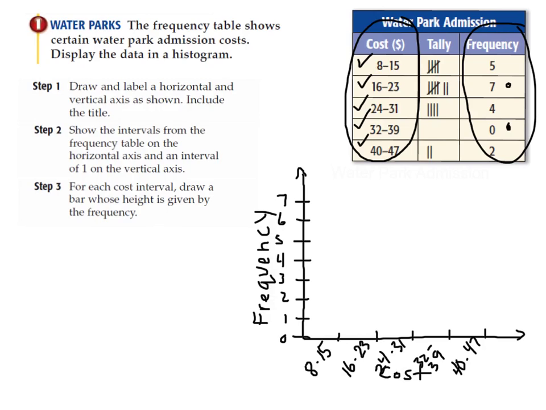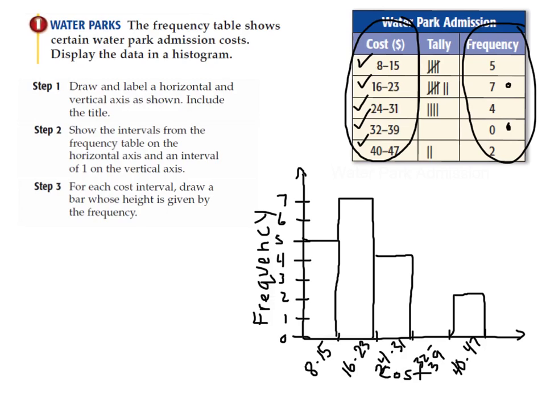Okay, step 3, for each cost interval, draw a bar whose height is given by the frequency. So if we look at our table, the $8 to $15 range is 5. So we need to draw a bar at 5. Then the $16 to $23 range is at 7. Then the 24 to 31 range is at 4. 32 to 39 has 0, which means we're not going to make a bar at all. And then the 40 to 47 is up to 2.